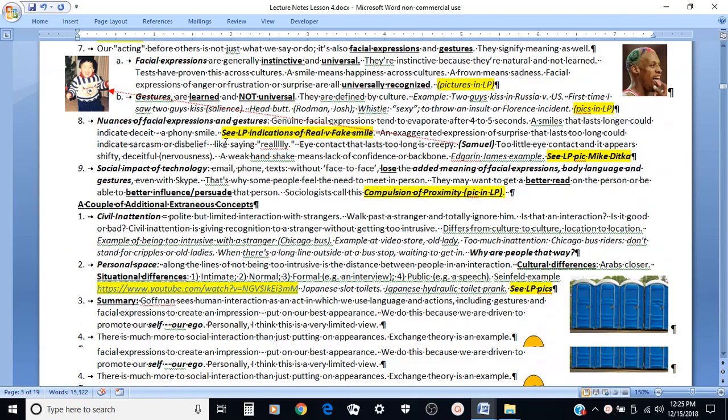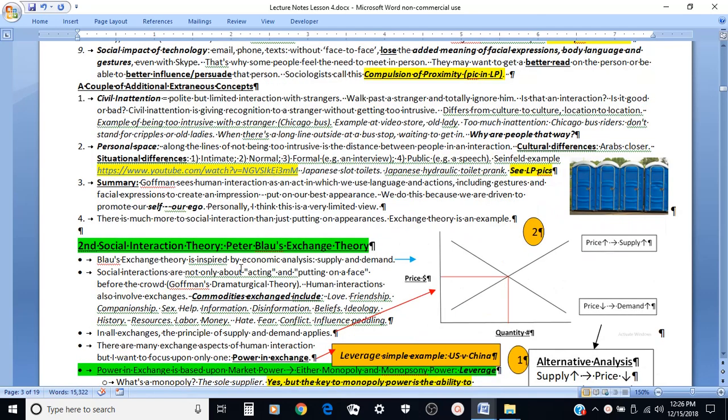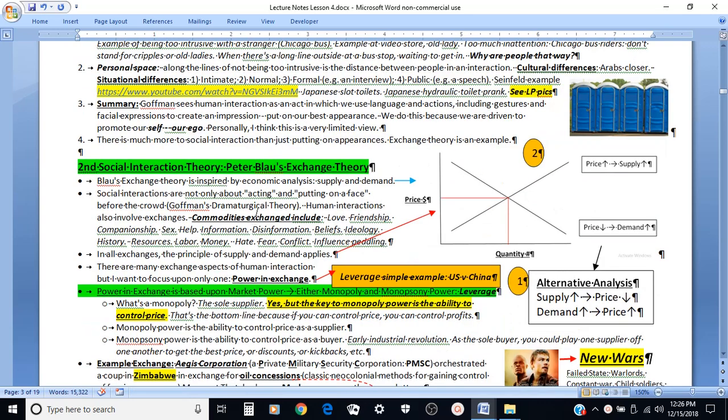There's a lot of detail there. I didn't think that was all that consequential, but today we're going to get to another theory. It's Peter Blau's exchange theory. I believe it has far more impact, far more significance. So basically, Blau's exchange theory was inspired by economic analysis, largely supply and demand.